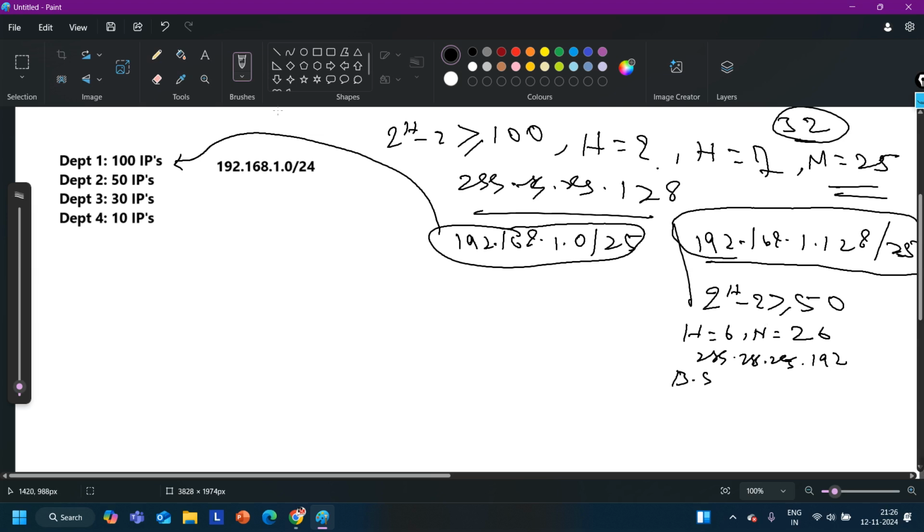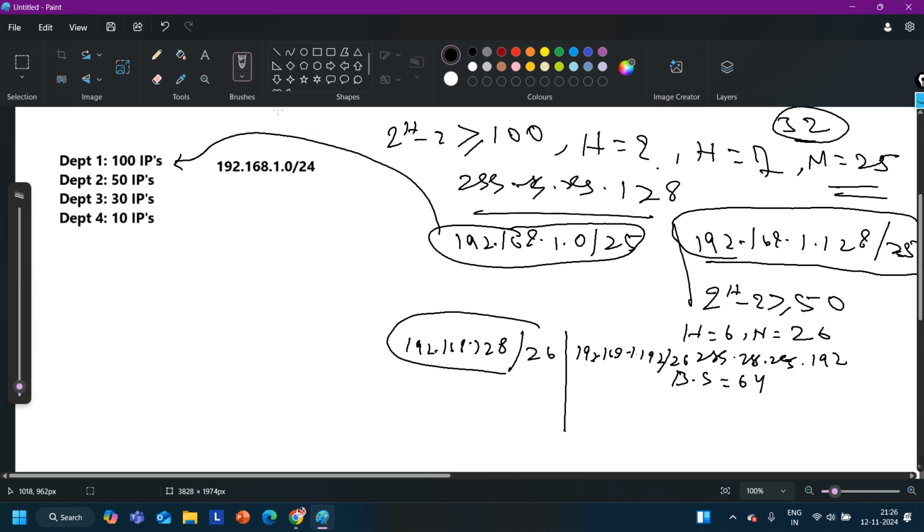192. That means block size 64. This is my first network, 192.168.128/26, and the second subnet is 192/26. So this network is perfect for department 2.